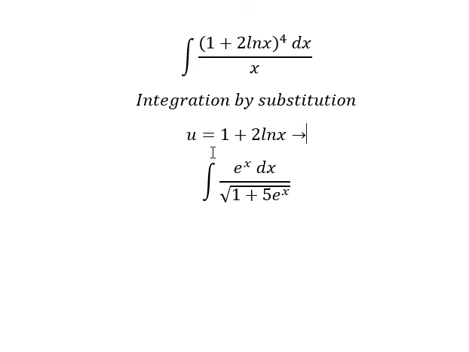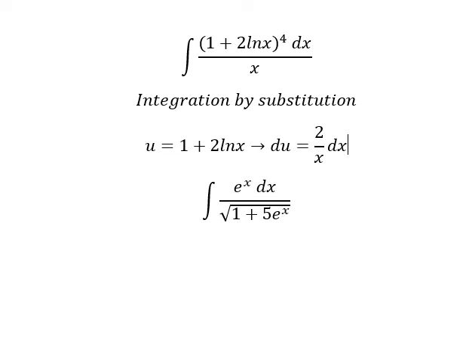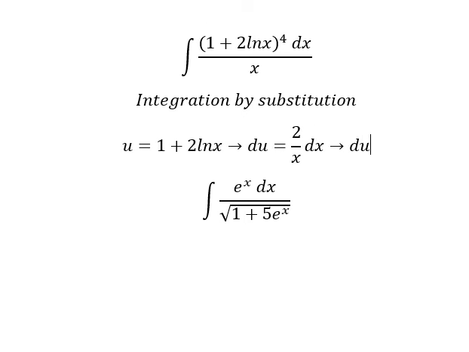Later, we need to do first the derivative for both sides. This one is a constant, so you get 0. This one is 1 over x, so we have 2 over x dx. Because we don't have the number 2, I will need to divide both sides by 2.